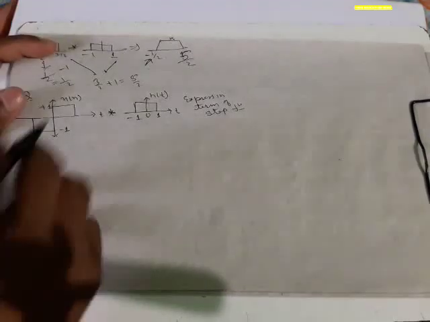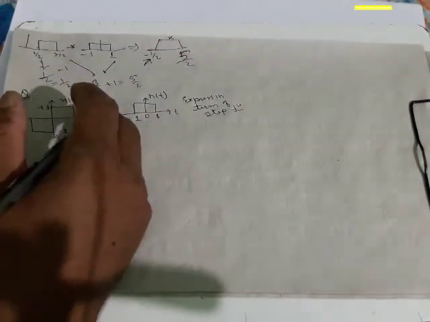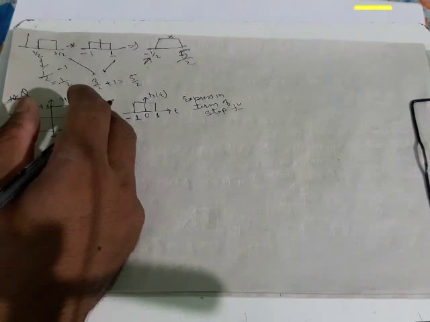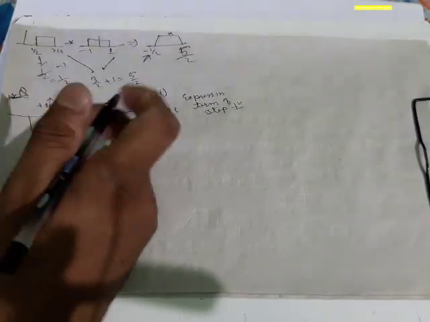I have wrongly taken this one. Okay, so neglect this one because there are only 3 terms here. 3 terms are there, then 3 into 6 terms are also there, right?